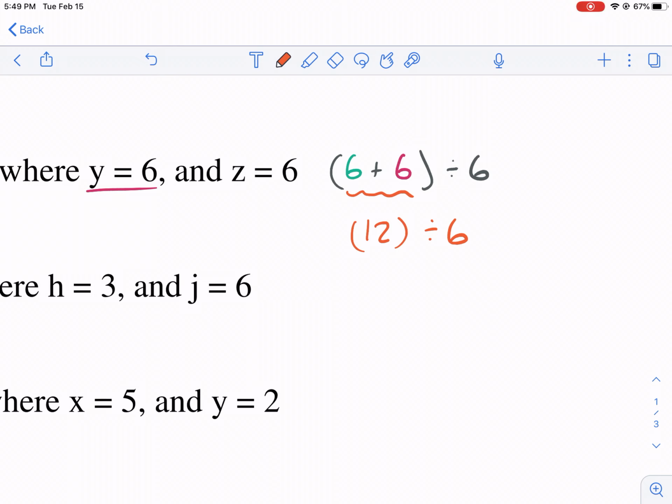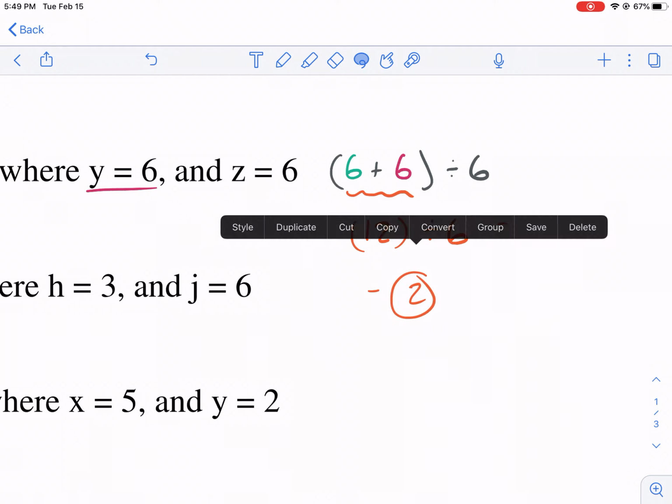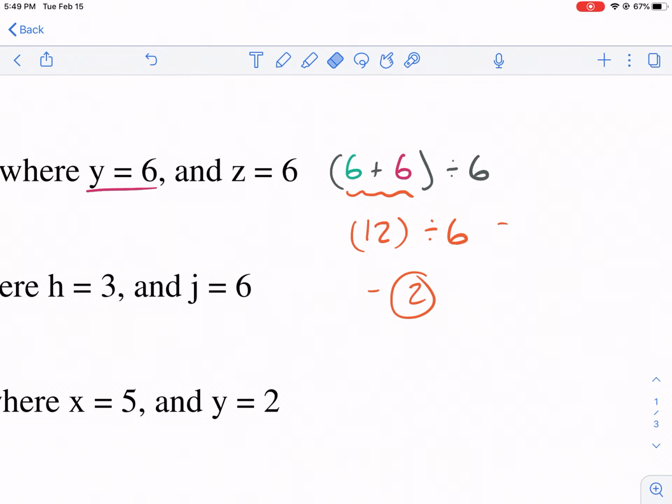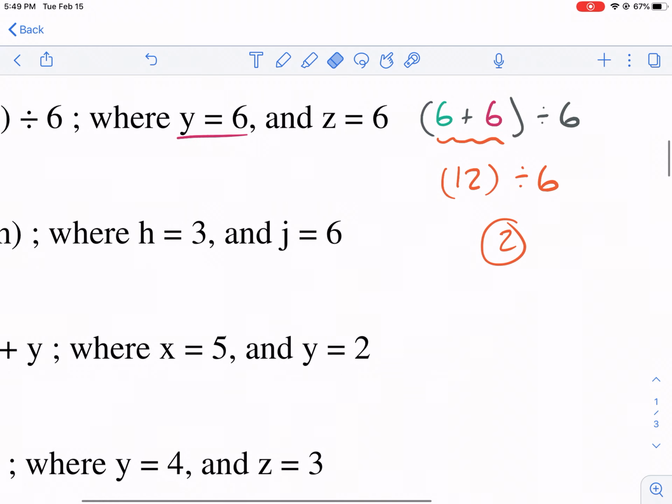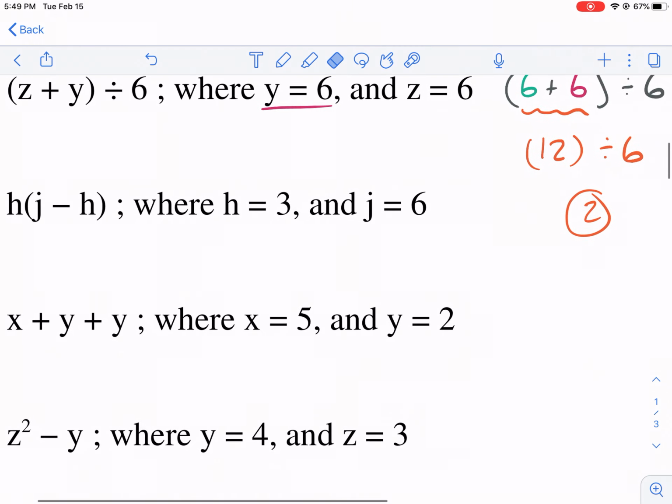I did parentheses first. Now it's multiplication, division. Division is next. And that is 12 divided by 6. And that is equal to 2. And I'm going to write that below. I already said we should go vertical. So let's go vertical. And that's our problem. Nice little pyramid design. That's the way we draw it up.